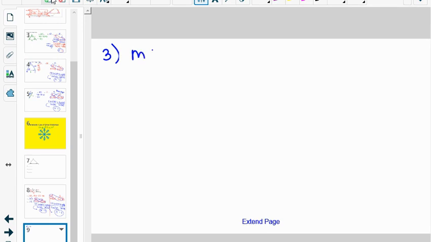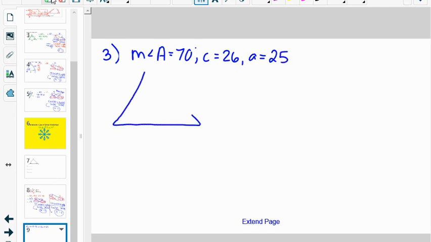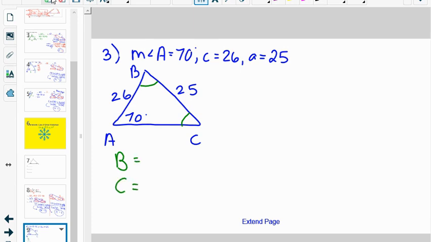Next, we're given that the measure of angle A is 70 degrees. We know side C is 26 and side A is 25. So since we don't have a picture, that's where I'm going to start, is drawing a picture. A, B, C. Angle A is 70, side C is 26, side A is 25. Okay, we don't know either of these angles. We don't know angle B, we don't know angle C, and we don't know side B.